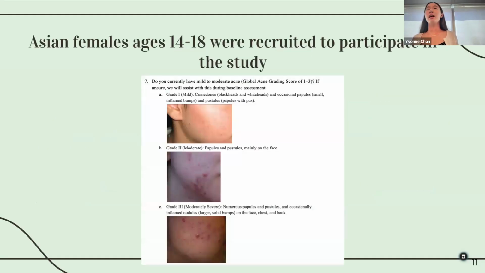And so for my recruitment, I specifically looked at Asian females ages 14 to 18, because of the host factors I mentioned earlier, it was more beneficial to concentrate on a specific type of population in my study. And I used the grade 1 acne scale because I didn't want to exacerbate existing conditions. So I looked at grade 1 mild acne, and a main motivation for this research is that a lot of people in my community do have grade 1 or worse acne.